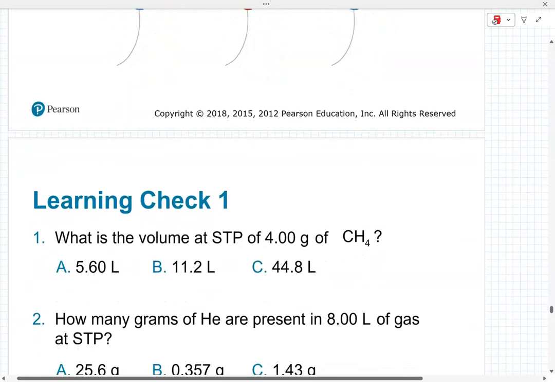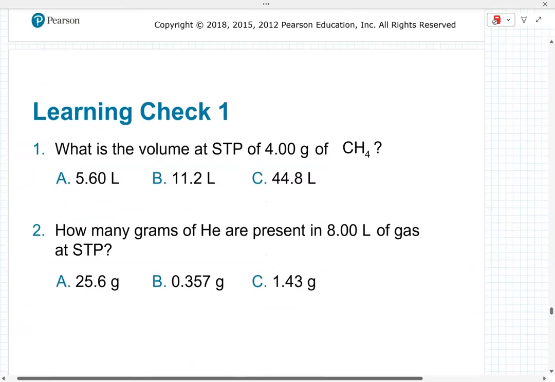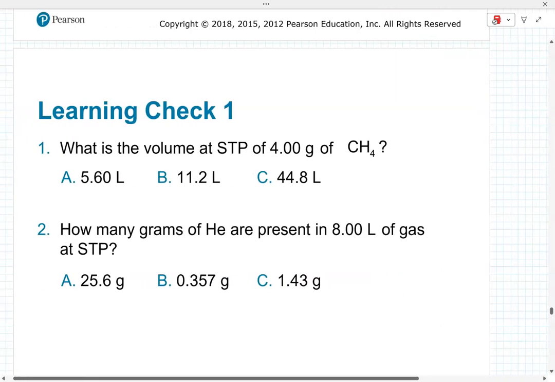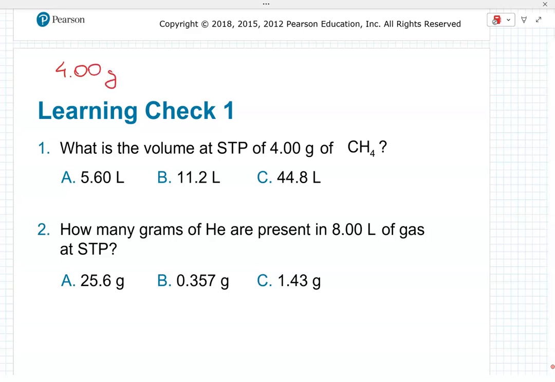Now, we're going to do the learning check, and we're going to do it fairly quickly. So, read the first problem. What do we need to do with 4 grams of methane? What do we need to convert grams into? Moles. Remember, mass is useless to a large extent in chemistry. Moles are the kings, okay? So in order to go from grams to moles, what should I put at the bottom?